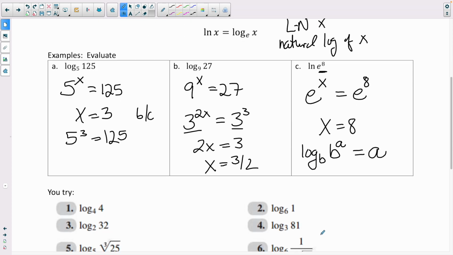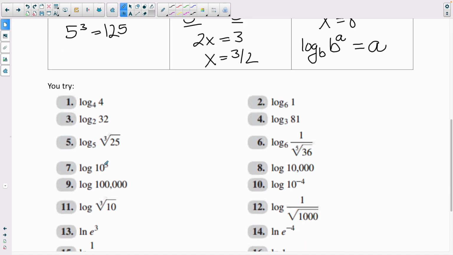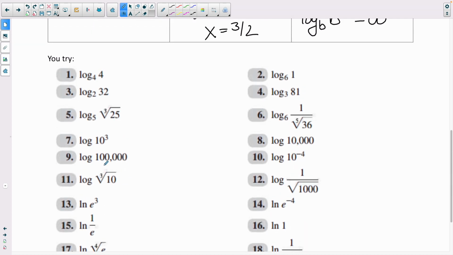So now what I would like you to do is try to evaluate these, pause the video, and see if you can get the same answer that I get. All right, so hopefully you tried those. All right, so log base 4 of 4, this will equal 1 because 4 to the first equals 4. Okay, log base 6 of 1 equals 0 because 6 to the 0 equals 1. You don't have to write this. I'm just kind of explaining the thought process.